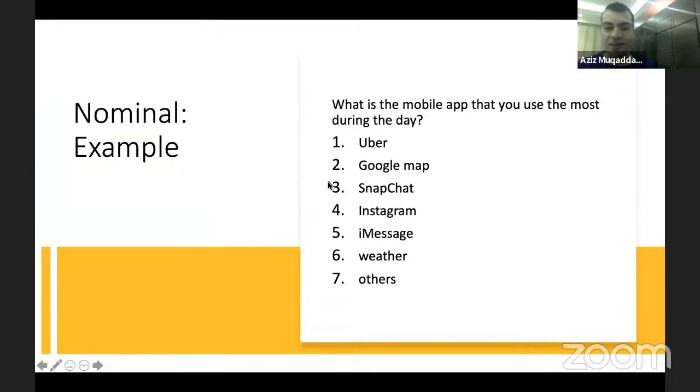And so this is an example of a nominal scale. What's the mobile app that you use the most during the day? Because these are just based on personal preferences, when you put 1 for Uber, 3 for Snapchat, and 4 for Instagram, that doesn't mean the question is preferring one option over the other, or that they are ranked in terms of popularity. This is just an arbitrary ranking, to make it easier to pick one or two so we can make comparisons. So these are in name only. It doesn't indicate anything about the popularity, ranking, or usefulness of these apps.